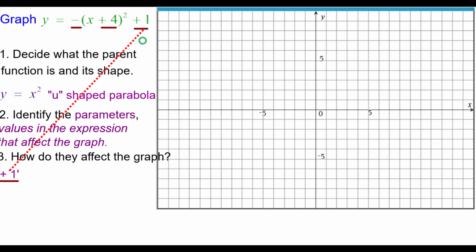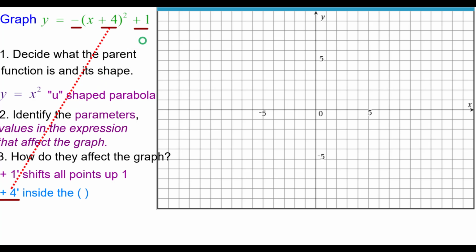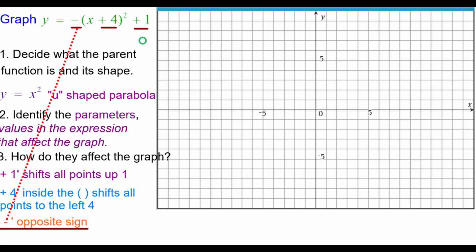How do they affect the graph? Plus 1 shifts all the points up 1. Plus 4 inside the parentheses shifts all points to the left 4. And the opposite sign reflects the curve about the horizontal line through the vertex. Also takes the opposite of each of the y values.